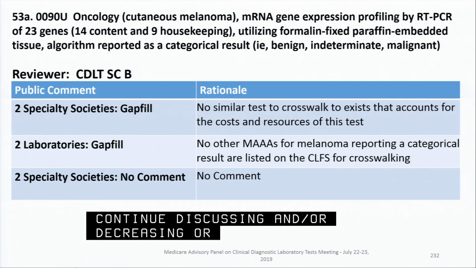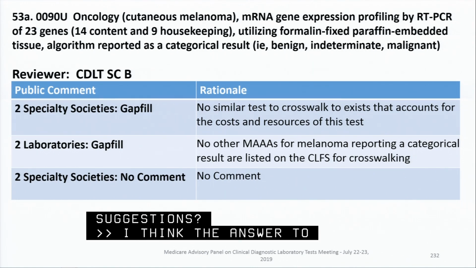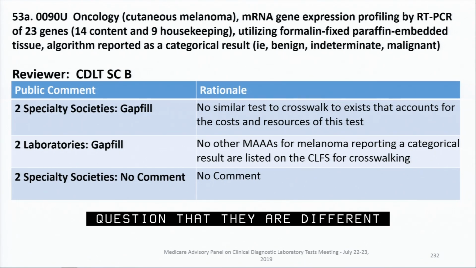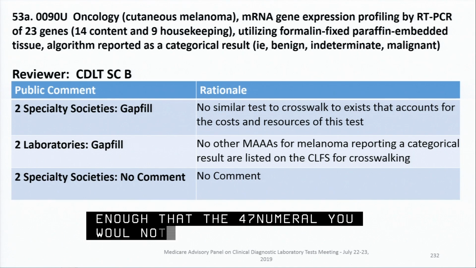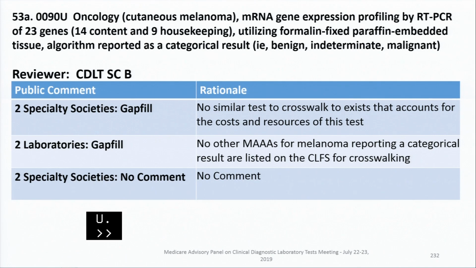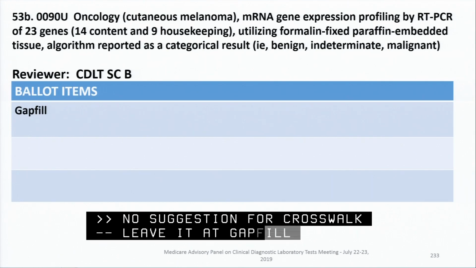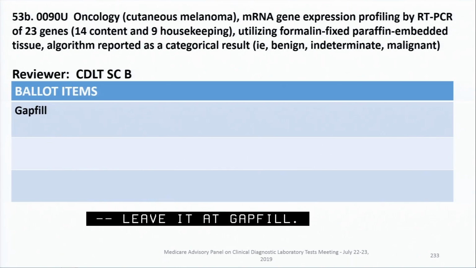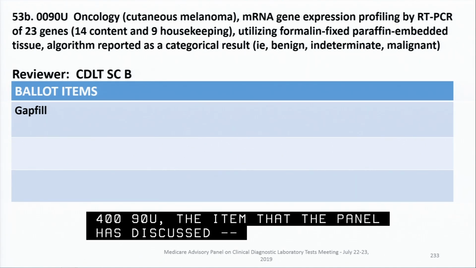No, I think that answered the question that they are different enough that the 47U would not be the best fit. And then for 0045U? Same thing. So no suggestions for crosswalks, to leave it at gap fill. And I'm seeing nodding, okay? And so we're going to go to the ballot items. So for 0090U, the single item that the panel has discussed and suggests is gap fill, so please submit your votes.